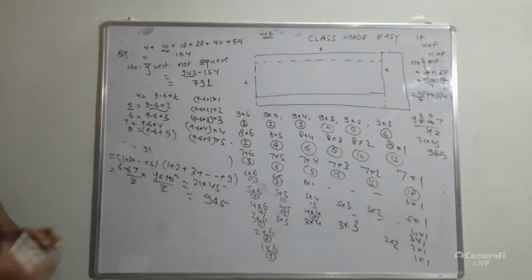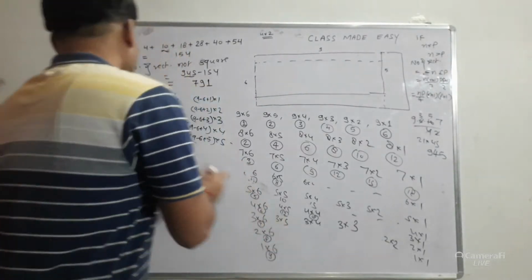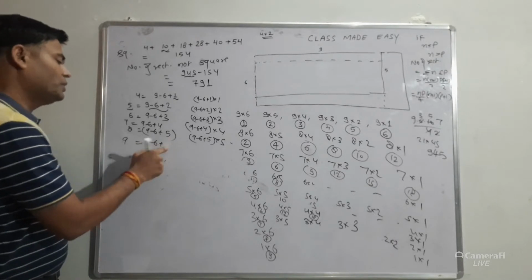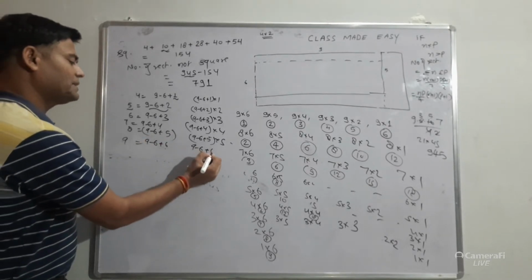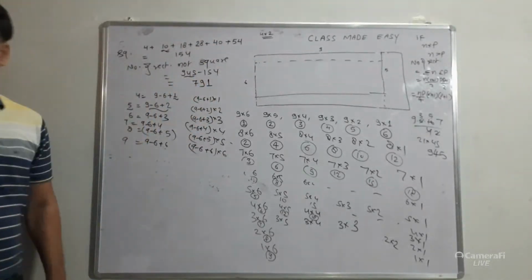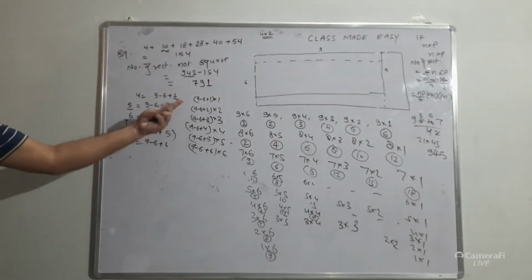And again that one is 9. It is 9 minus 6 plus 5. So it is 6. 9 minus 6 plus 6 into 6. So it is 9 sixes are 54. So here one trend is developed.